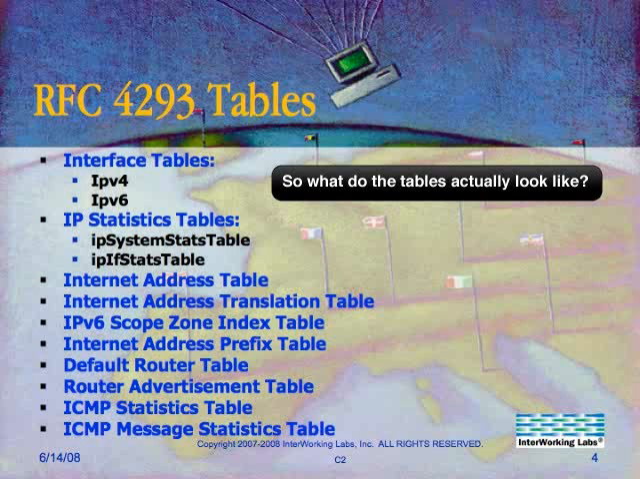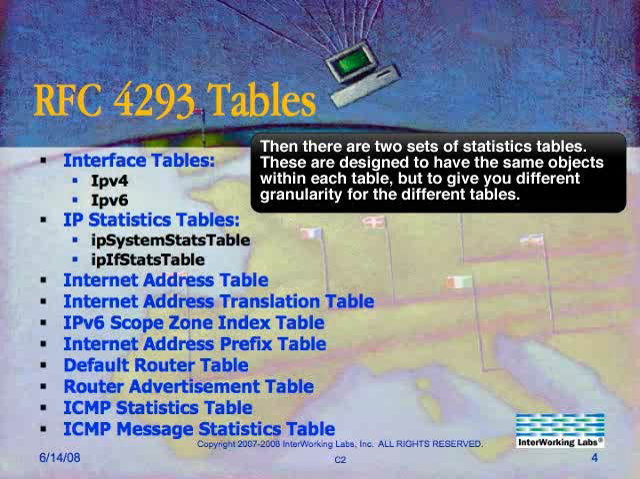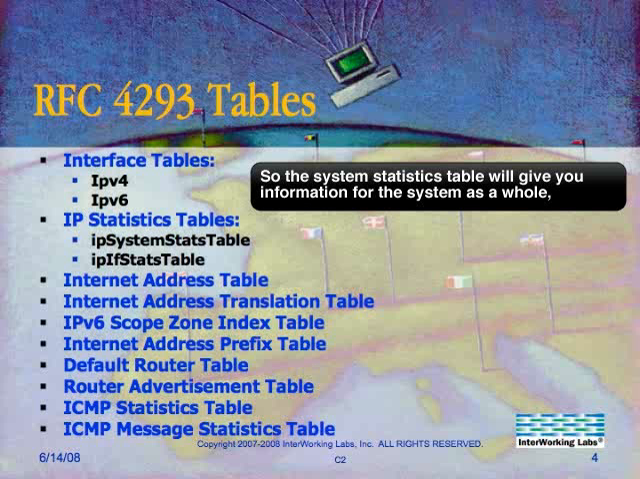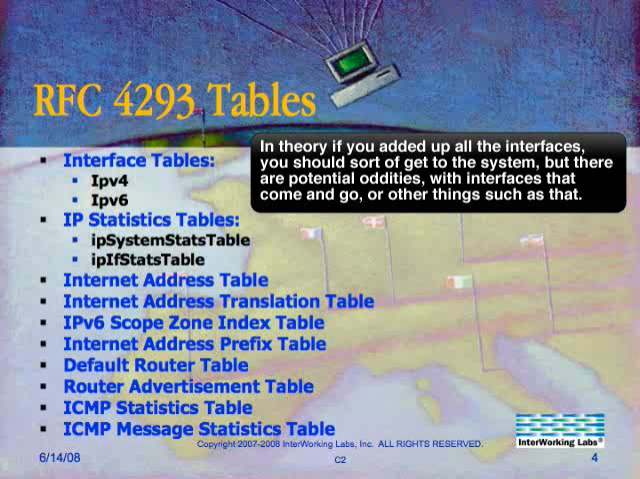So what do the tables actually look like? There are some generalized tables. There's one for v4 and one for v6 that gives specific information about the protocol, how it's behaving, and gives you a little bit more control for that protocol itself. And then there are two sets of statistics tables. These are designed to have the same objects within each table, but to give you different granularity. So the system statistics table will give you information for the system as a whole, whereas the IF, or interface statistics table, will give you that information on a per interface basis. In theory, if you added up all the interfaces, you should sort of get to the system, but there are potential oddities with interfaces that come and go or other things such as that.